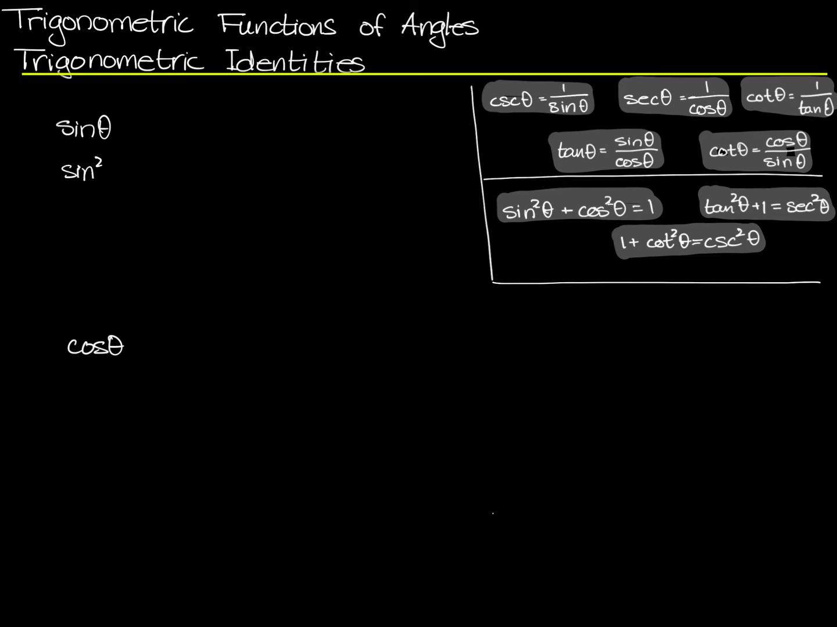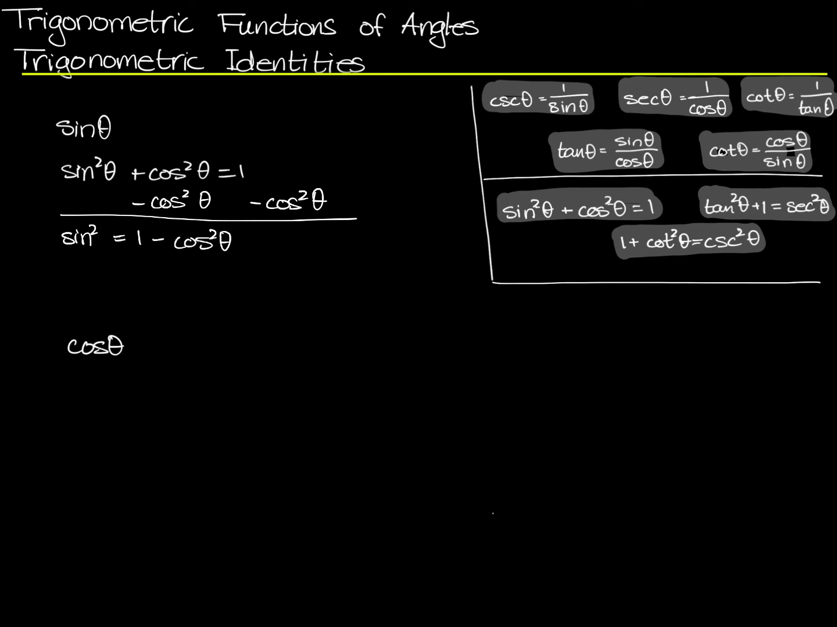Sine squared, remember that's just the sine of theta squared. Sine squared plus cosine squared equals 1. That's just one of my Pythagorean identities. If I subtract cosine squared, subtract the quantity that would be cosine squared from both sides of that equation, I get sine squared of theta equals 1 minus cosine squared of theta. If I then take the square root of both sides of this equation, I get the sine of theta equals the square root of 1 minus the cosine squared of theta.